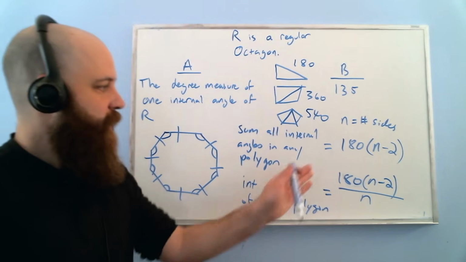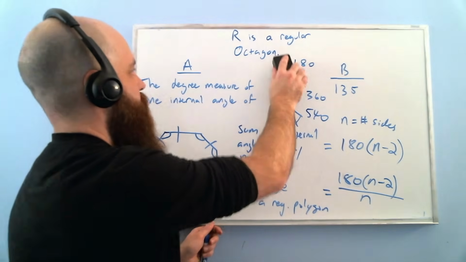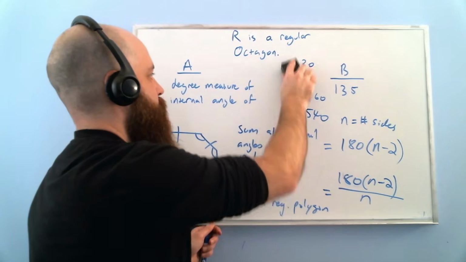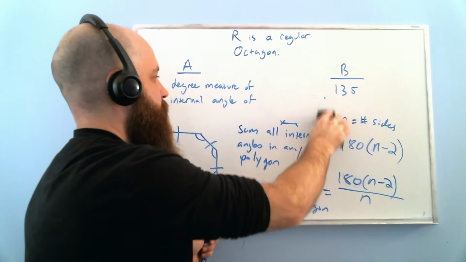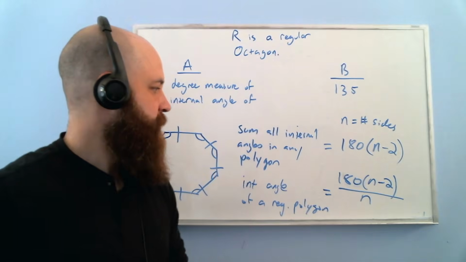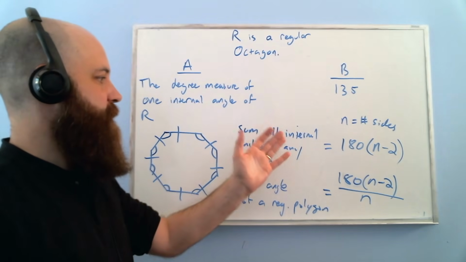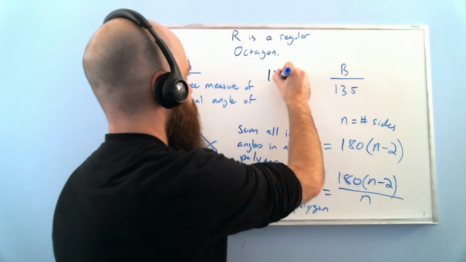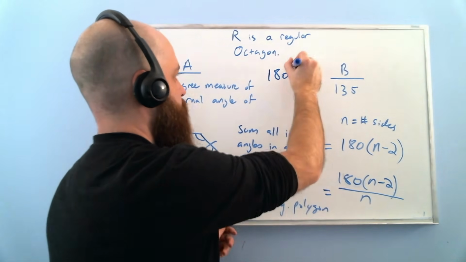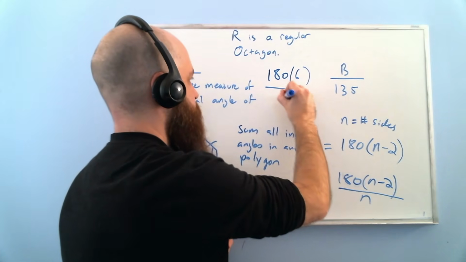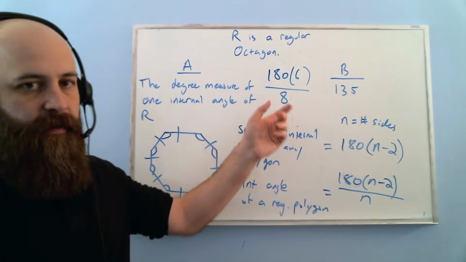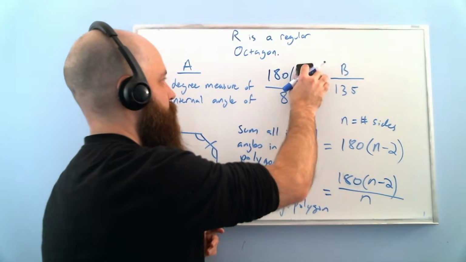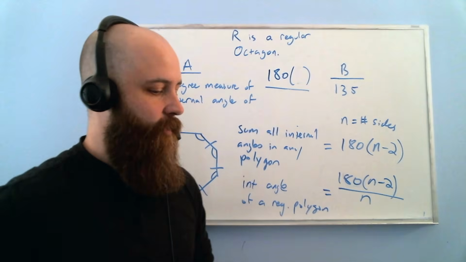Okay, so once I know this formula, I'm in good shape for this question. There's not too much more to do besides apply it, find the value, and compare. So it's an octagon. That means the number of sides is 8, so n is 8. So I'll do 180 times 8 minus 2 over 8. Now I can simplify this. So 6 over 8 is just 3 over 4.